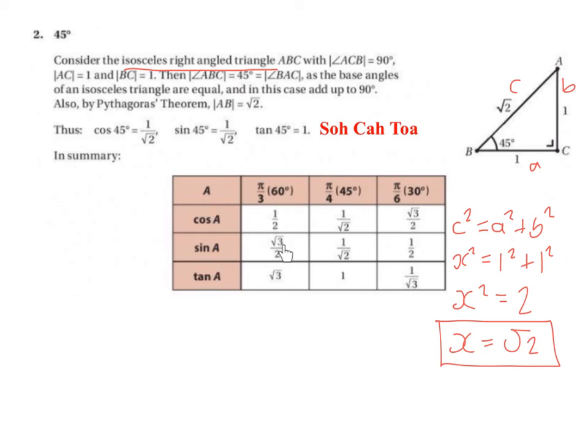Sine of 60 degrees is root 3 over 2, sine of 45 degrees is 1 over root 2, sine of 30 degrees is a half. Tan of 60 degrees is root 3, tan of 45 degrees is 1, tan of 30 degrees is 1 over root 3.